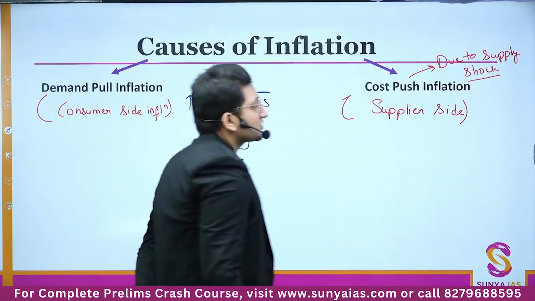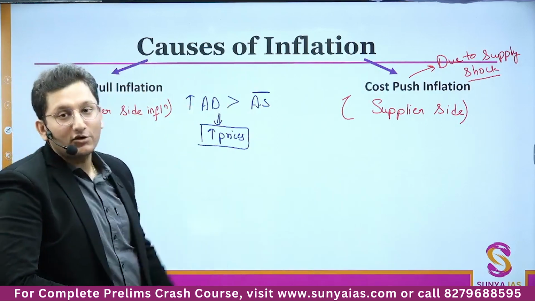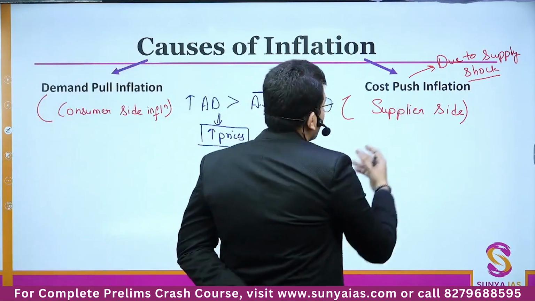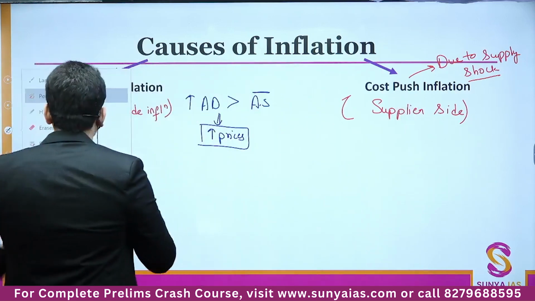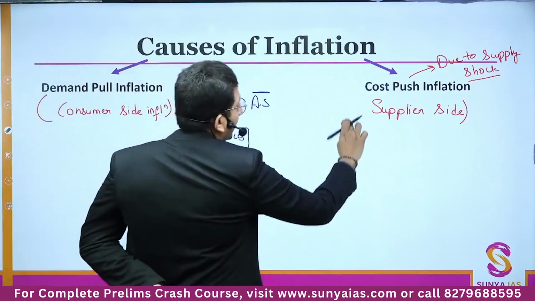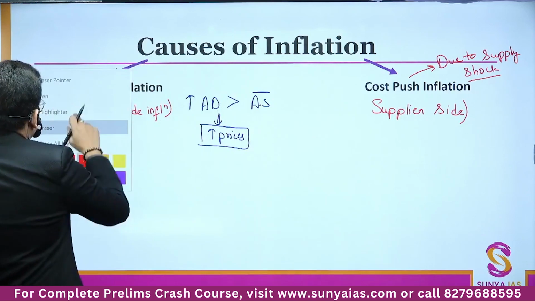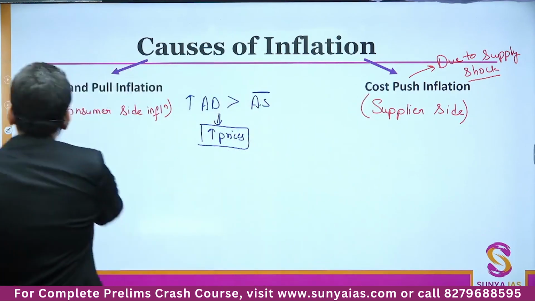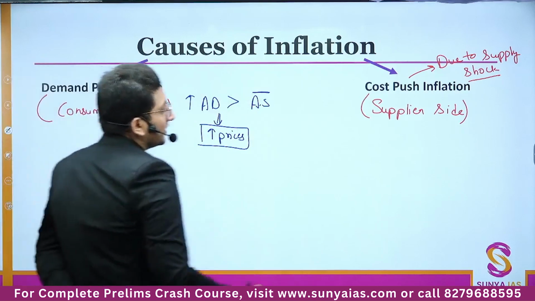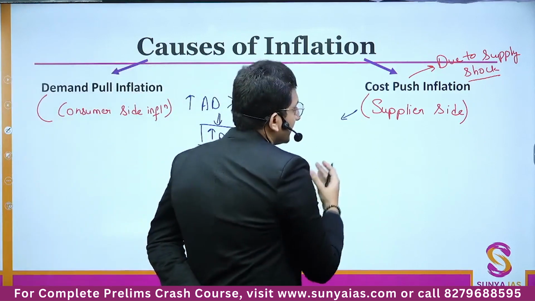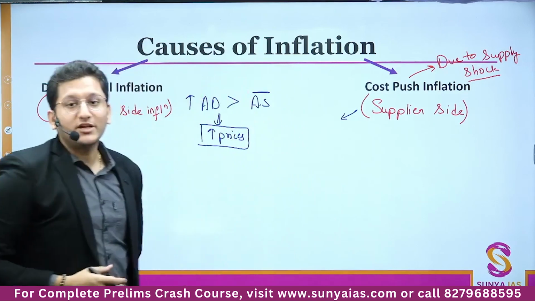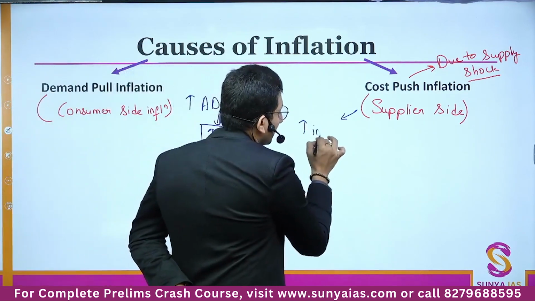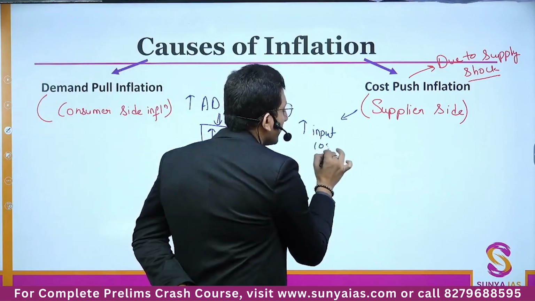अगर सप्लाई में कुछ कमी आएगी then you will see the cost push inflation. Now understand this thing guys, when I'm talking about supplier, it's very important for the supplier to produce goods at the similar prices. But due to certain issues, let's say that their input cost has been increased, increase in input cost due to any issue.